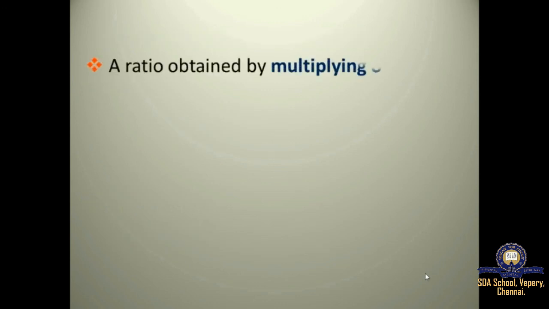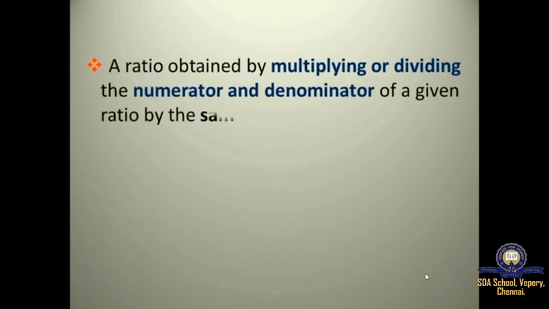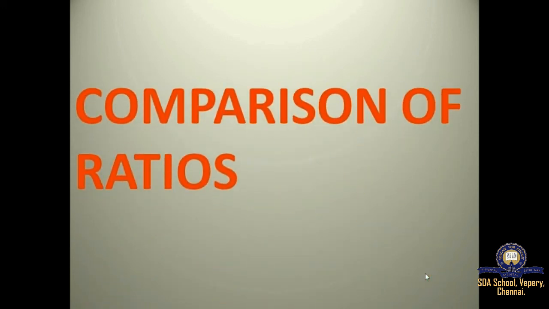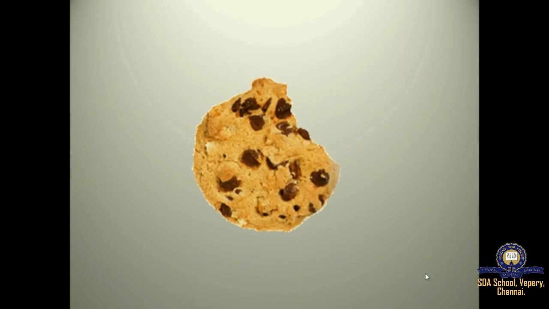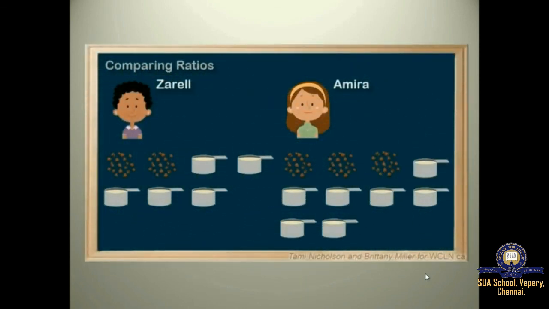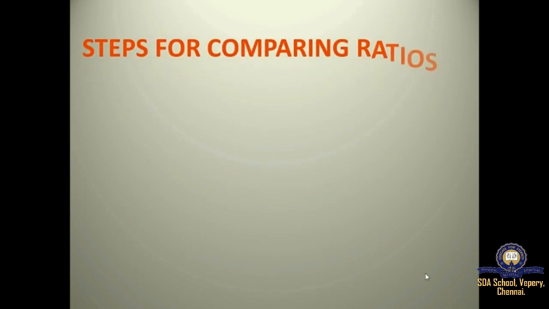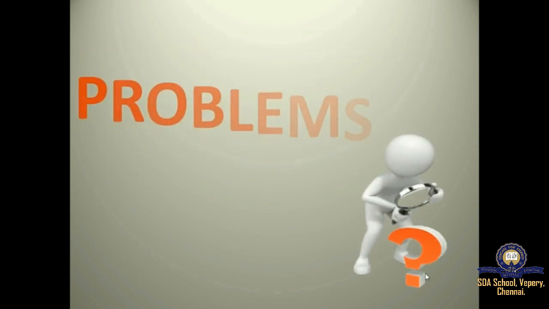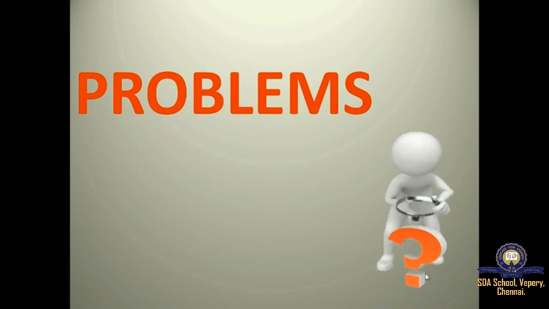So what are equivalent ratios? A ratio obtained by multiplying or dividing the numerator and denominator of a given ratio by the same number is called an equivalent ratio. Next we moved on to the comparison of ratios. We saw with an example on how to compare two ratios. And next we moved on to the steps for comparing ratios. So what are the two main steps? First, you are going to write the ratio as a fraction, and the second step is you will be comparing the ratios. And next we moved on to the problems. We solved exercise number 3.2.